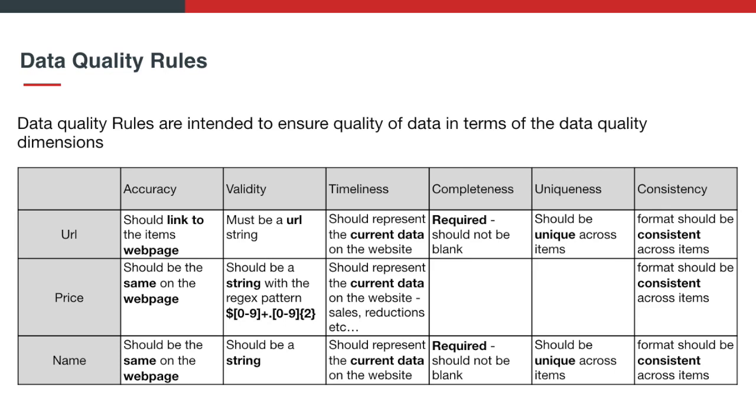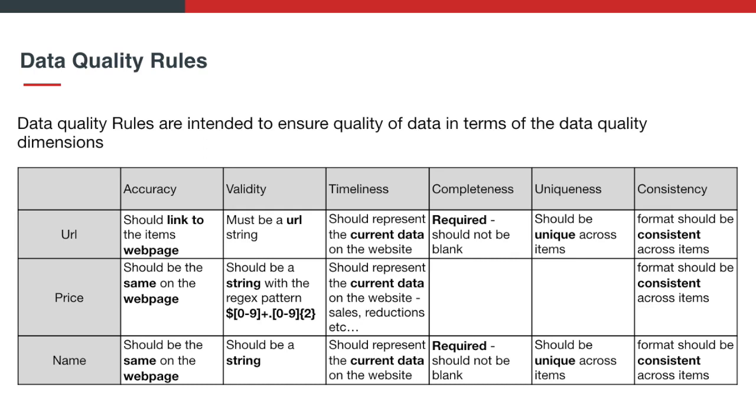Clearly defined data requirements can be mapped to a table of data quality rules for each of the 6 data quality dimensions. For example, here is a simple e-commerce spider with 3 fields: URL, price, and name. On the y-axis, we can see these 3 fields. On the x-axis, we can see the various data quality rules which are applied to each field individually as per the spider requirements. For the accuracy, timeliness, and consistency dimensions, the rules are very similar across all 3 fields.